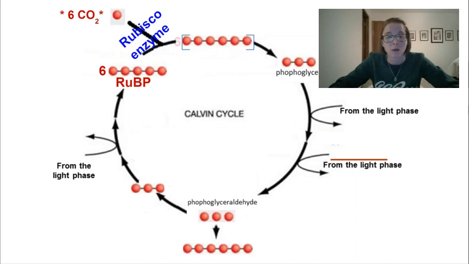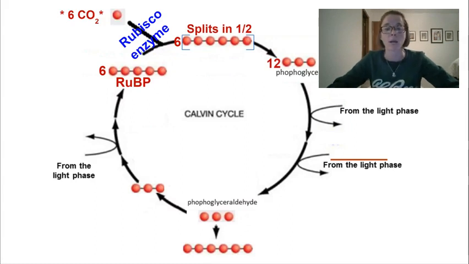We're going to take that Rubisco. We're going to mix it with the 6 carbons from the carbon dioxide portion of all of that, and we're going to chop it in half. If we take 6 and we split it in half, we're now going to end up with 12, because right, we had 6 CO2s. We're going to turn that into 12 what are known as PGAs.